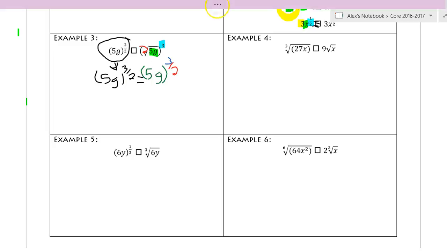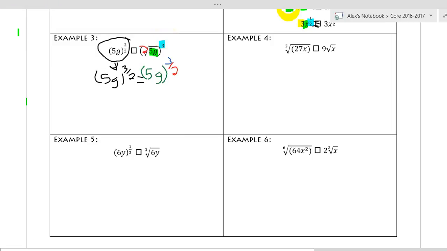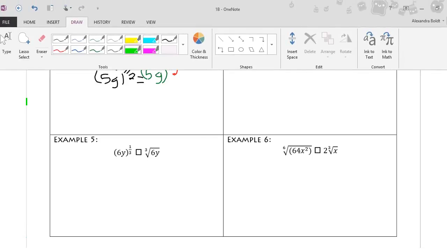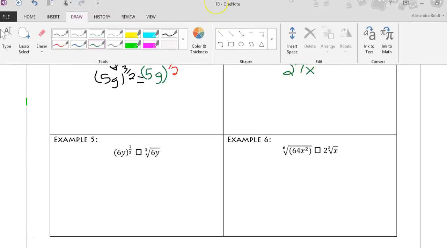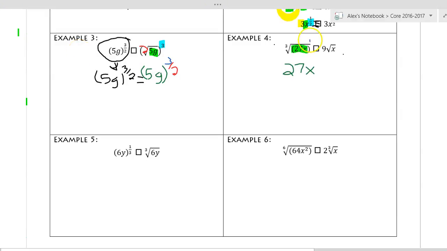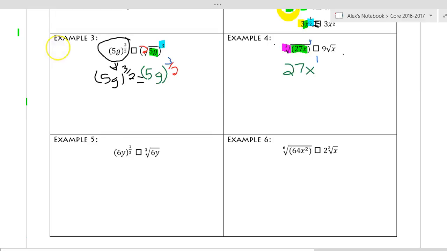Looking at example 4. Example 4 is like example 2, where now both the left and the right have radicals in them. This is the cube root of 27x and 9 square root x. So let's start with the left side by deciding what our base is. Our base is what's under the radical. It's 27x. Right? So I have 27x. My exponent, which becomes my numerator, is just 1 because there's nothing there. My root, which becomes the denominator, is 3.